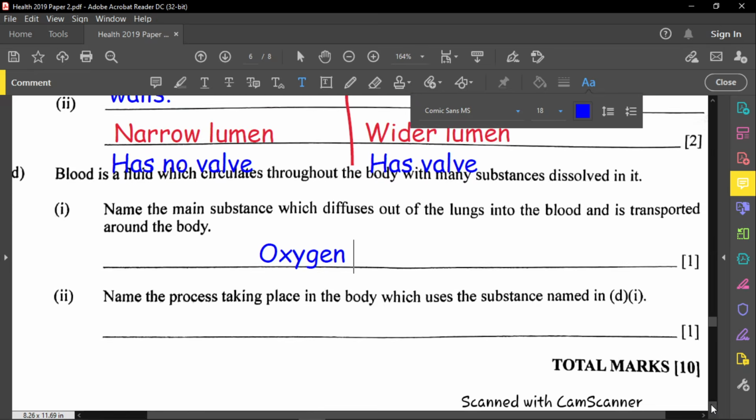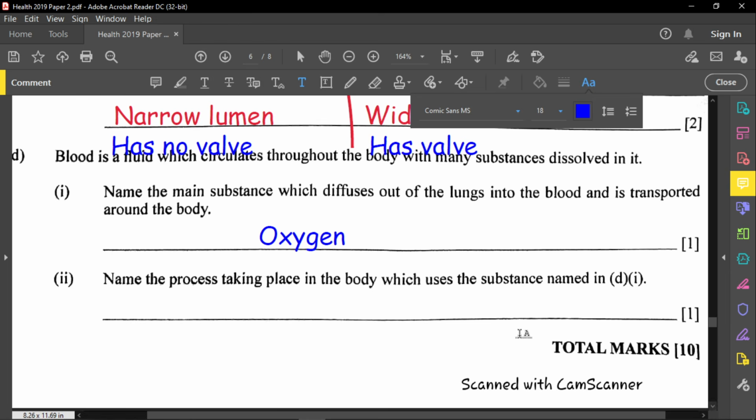All right, so part 2 of D, which is the last part of this question, is to name the process taking place in the body which uses the substance named in D1. So which process uses oxygen? And this process is called respiration. All right, and respiration is where you produce energy. So I'm going to put this in brackets right here, again, just in case you need it, is the production of energy. Okay.